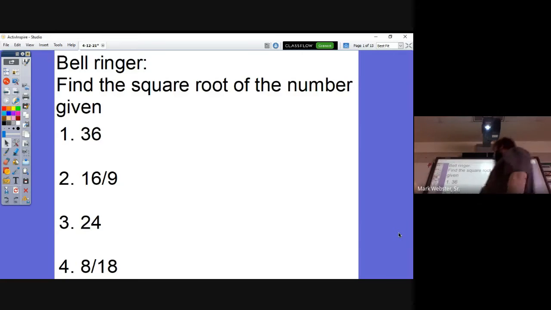Alrighty, let's go over this. We want to find the square roots of these four numbers, right?